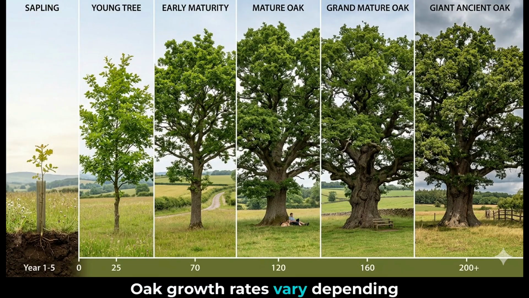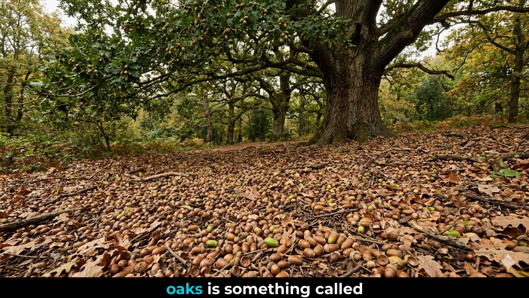Oak growth rates vary depending on species and environment. Some grow relatively quickly, while others are slower growing and invest more energy into structural strength and long-term survival. Many oak trees can live several hundred years, and under favorable conditions, some species may survive over 1,000 years. Another important concept with oaks is something called mast years. Oaks do not produce the same number of acorns every year.